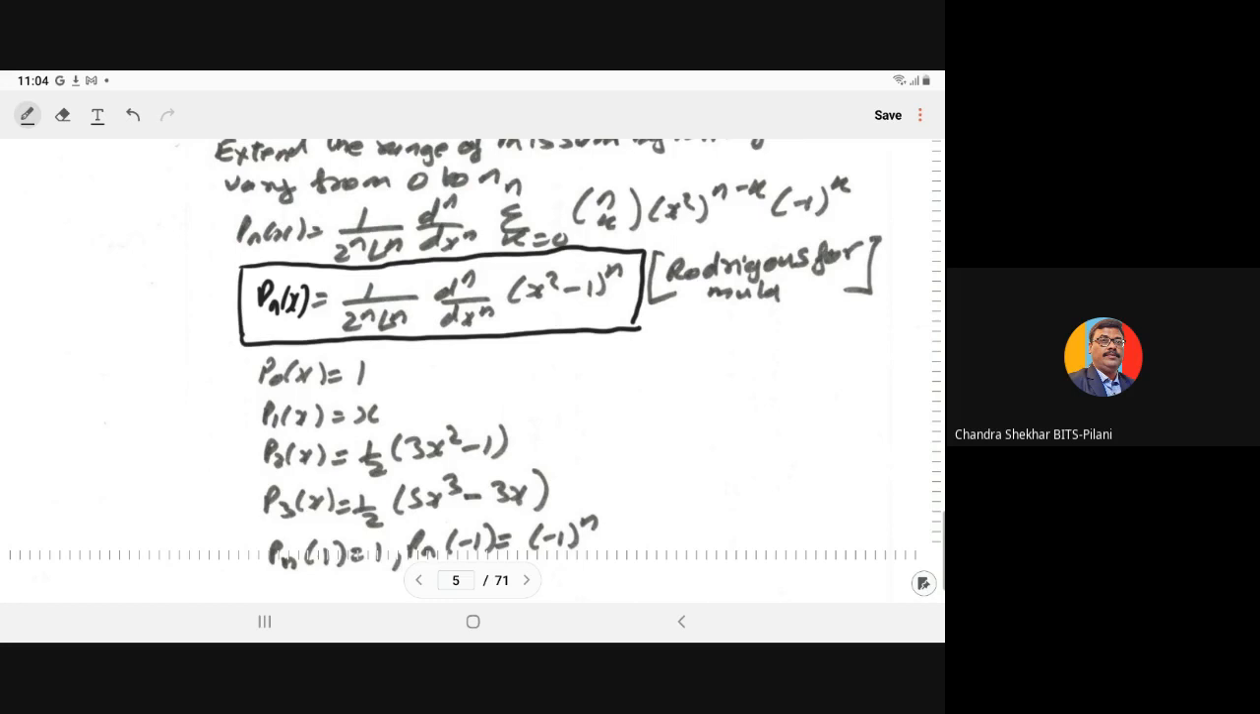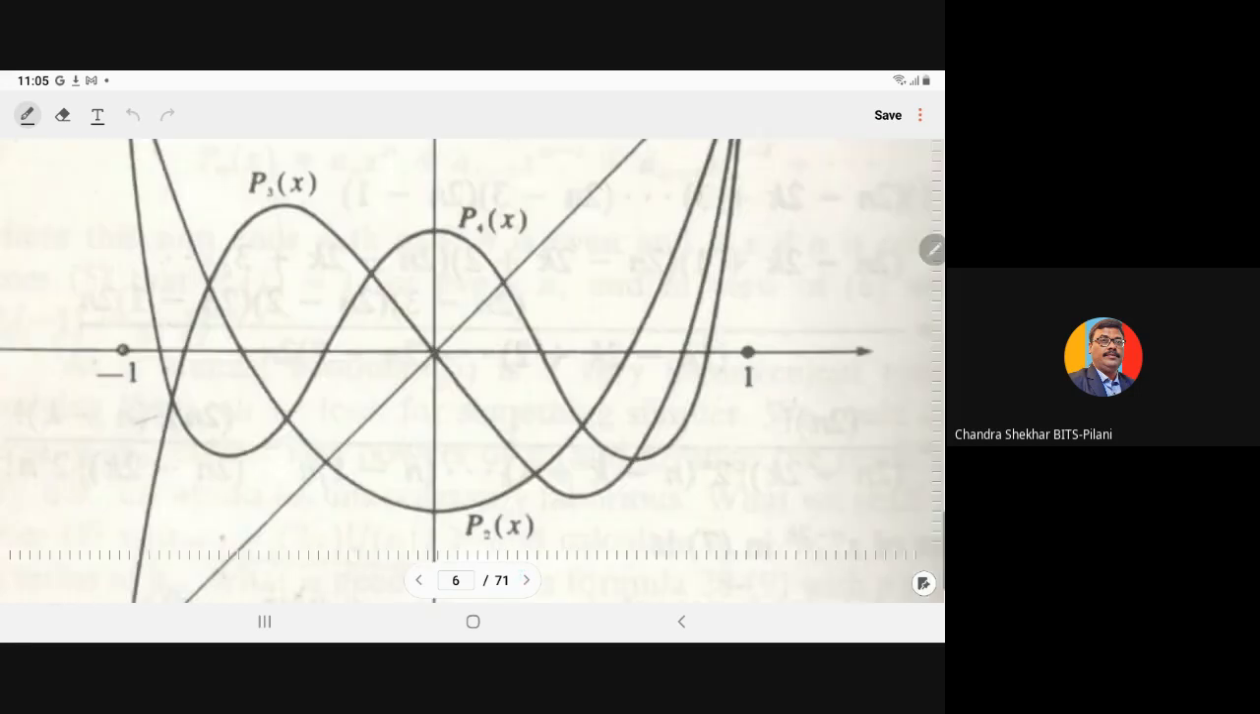And different order polynomials, means when n is equal to 0, n is equal to 1, n is equal to 2, we can compute different order polynomials. So in this case, we have the result P0(x) is equal to 1, P1(x) is equal to x, P2(x) is equal to 1 by 2 into (3x square minus 1), P3(x) is equal to 1 by 2 (5x cube minus 3x), and so on. After that, we have the graph for the different polynomials.